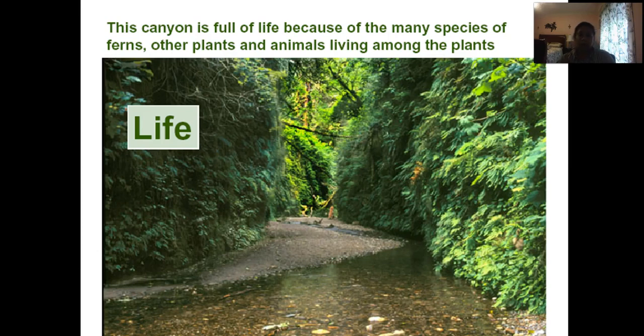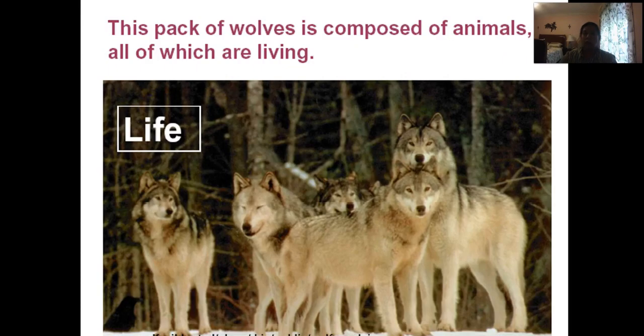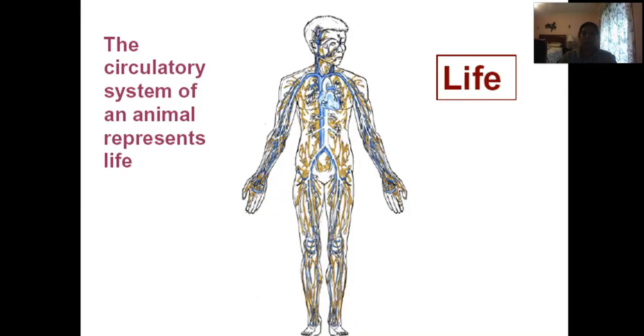Obviously the water itself, the rocks, the soil are not living, but a lot of the things that you're observing in that image are living things. Again, another example of living things would be this pack of wolves that are consumers in an ecosystem. Again, animals that are part of living things. So let's see what it is that makes these things living versus what it is that would be considered non-living.